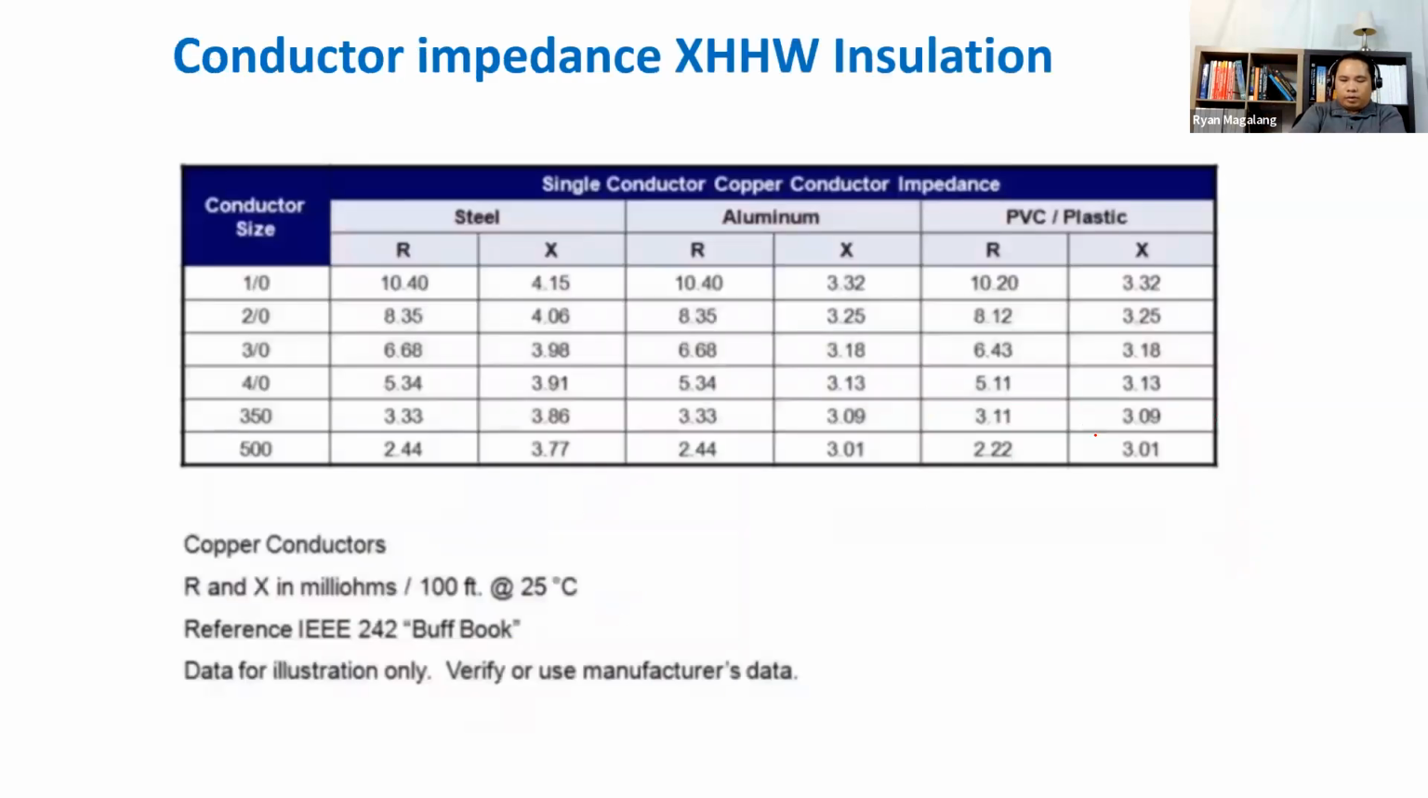So here is a table from the IEEE standard. This is just for illustration purposes only. I'm stressing to use the actual data. So just looking at it, let's say here for 4-aught, you can see the resistance for steel, aluminum, and PVC or plastic. So you can see that for steel and aluminum, the resistance is the same.